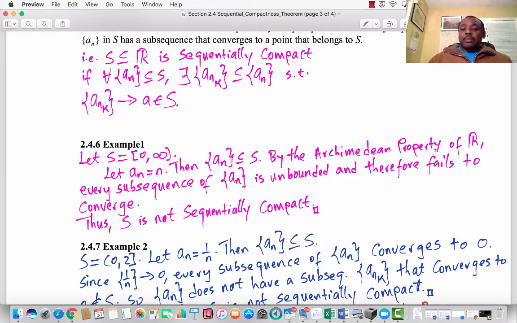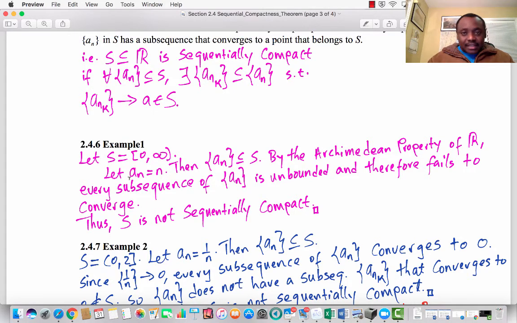Now by the Archimedean property of the set of real numbers, every subsequence of a_n is unbounded from the way it is defined, and therefore it fails to converge. Thus, S is not sequentially compact. Recall, for S to be sequentially compact, every sequence in S must have a subsequence that converges to a point in that set. But we have defined a sequence a_n equals n, and all subsequences of our sequence are unbounded and do not converge. So we have not found a subsequence that converges to a point in S, and therefore this interval is not sequentially compact.